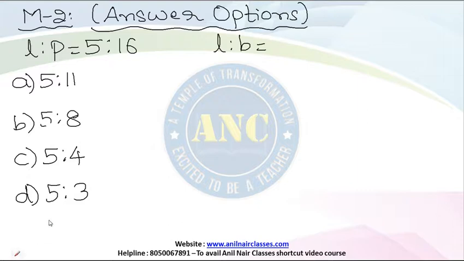Now think a little logically. First of all, perimeter is 16 according to the ratio, and length is 5 according to the ratio. That means this length also should be 5 only, right? That means the answer option should start with 5. The first option starts with 5, the second also, and the third and fourth also start with 5. I cannot use that logic, which is the smartest way, to mark the answer, because all the options start with 5.